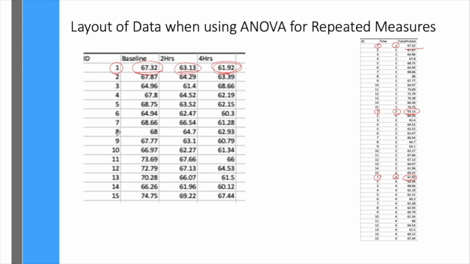Then let's say you have ID number 8, at baseline that's 68, 2 hours is 64.7, that's ID number 8, and after 4 hours it's 62.93. So after the data has been arranged in this format, then you may already go with the analysis of variance for repeated measures.